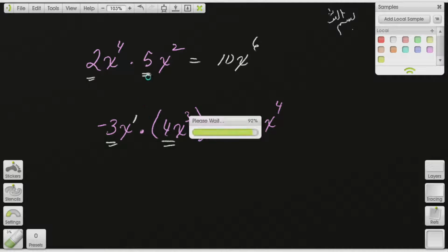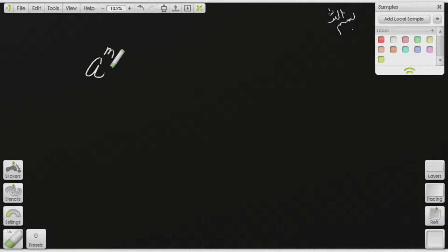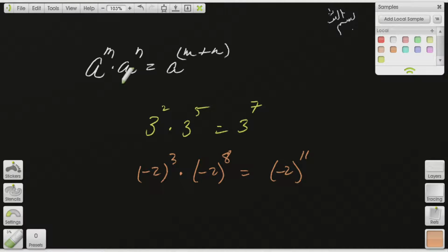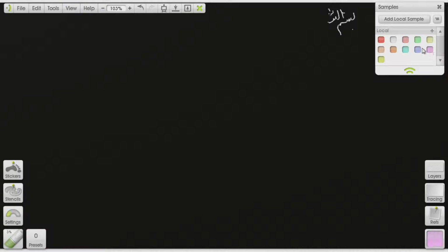Now, so that's this rule. A to the m times a to the n equals a to the m plus n. Okay, you gotta know this. Now this can be like this. For example, 3 squared times 3 to the 5th. Well, that's 3 to the 7th. Same thing. And negative 2 cubed times negative 2 to the 8th is negative 2 to the 11th. Right? As long as the base here is the same, you can apply this rule. Okay, that's our first property or first rule.